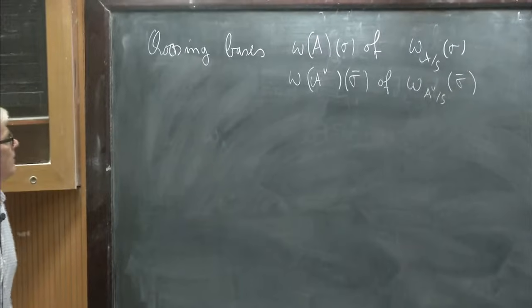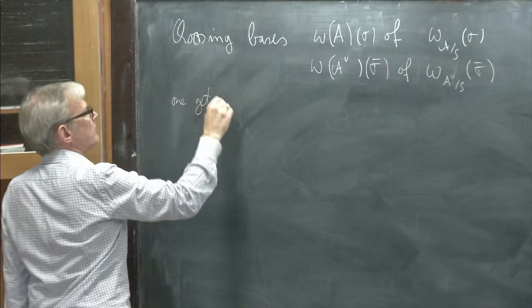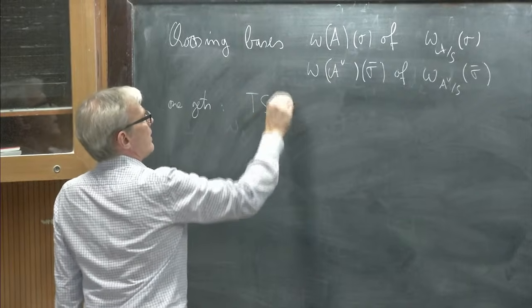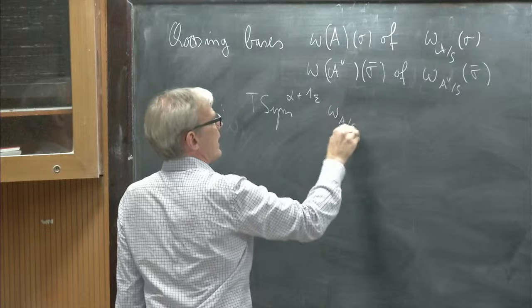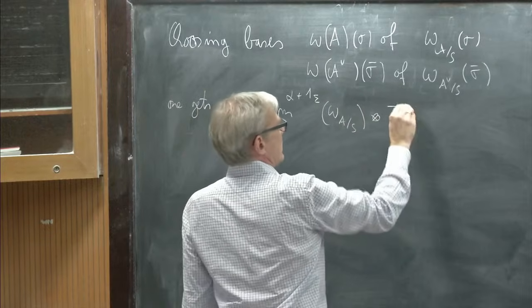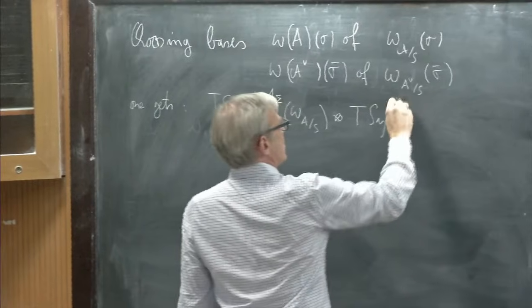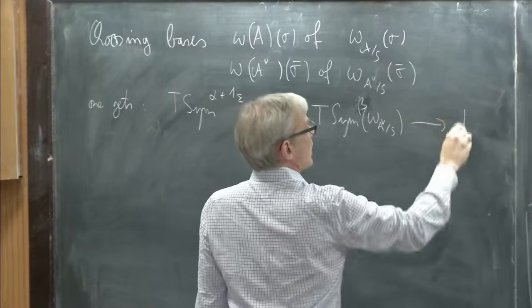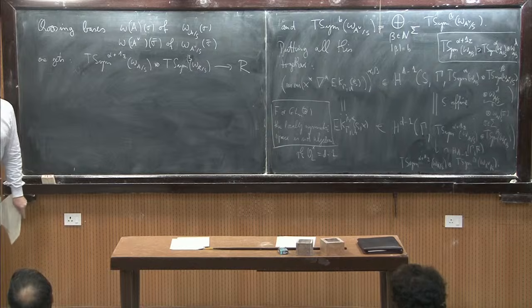One can trivialize this bundle, and one has a map from this T-sim alpha plus 1 sigma omega AS to T-sim beta omega A dual S to R, by evaluating at these spaces.